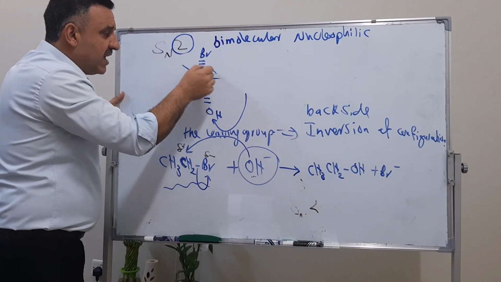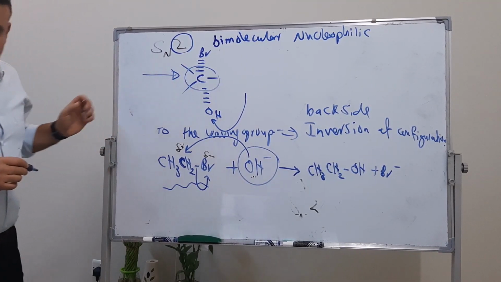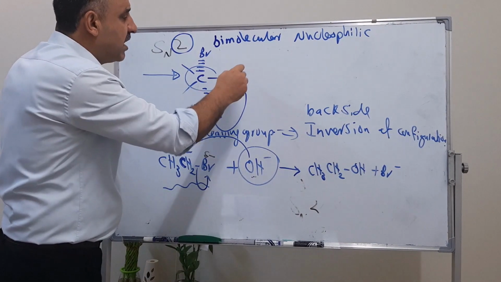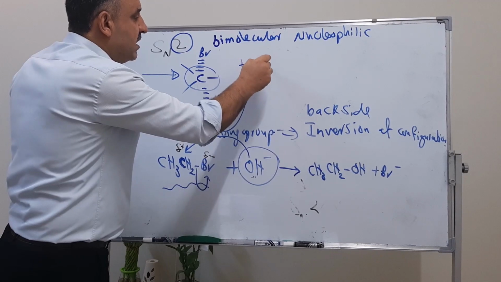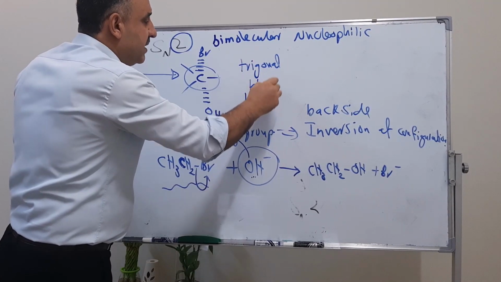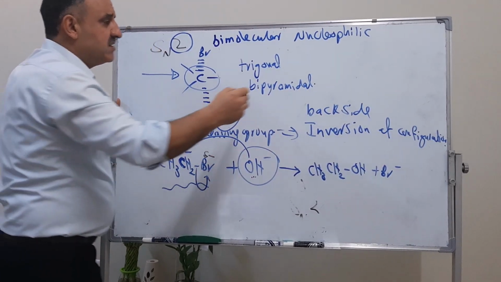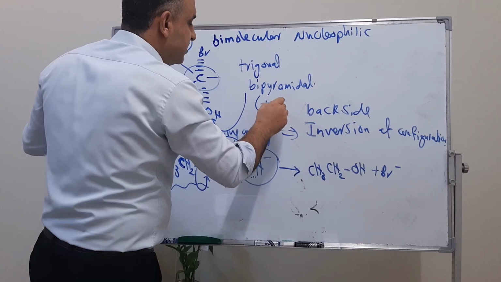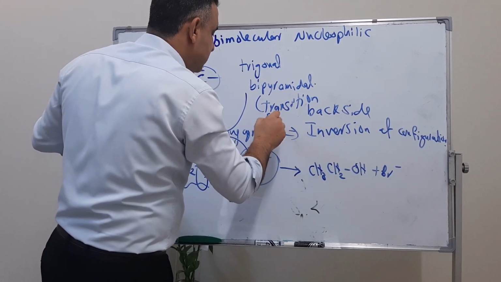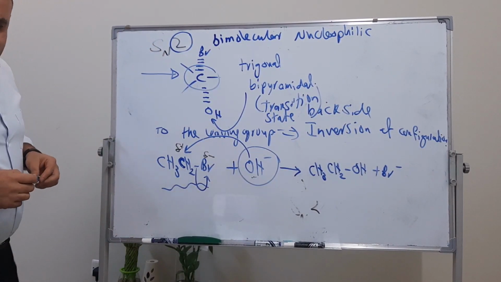Do you follow me? The geometry of the transition state of the carbon in this case will be trigonal bipyramidal. If you remember this structure or this geometry, trigonal bipyramidal. This is the structure of the transition state of the carbon in this reaction. You follow me? It will be trigonal bipyramidal.